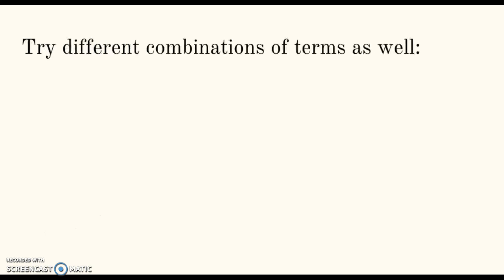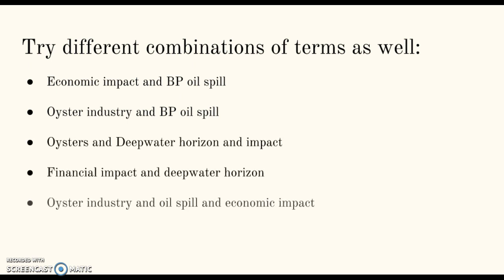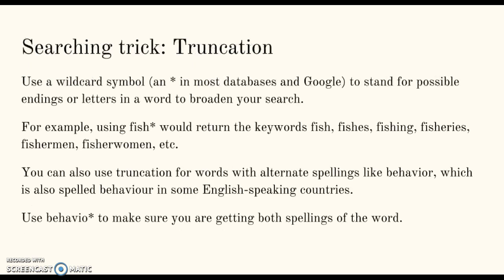There are also searching tricks that you can use to improve your keyword search strategies. Knowing advanced search options and tricks to use in Google or databases can give you an advantage in searching. One search trick that can be especially useful is called truncation. This is used when you have a keyword that has a lot of different possible endings or even possible spellings.